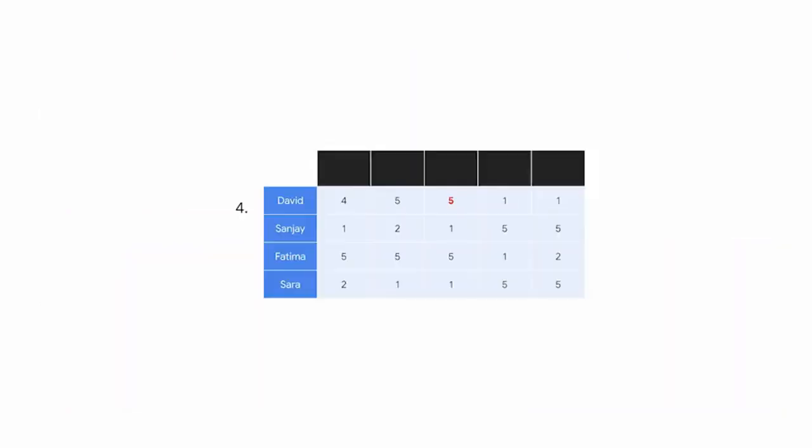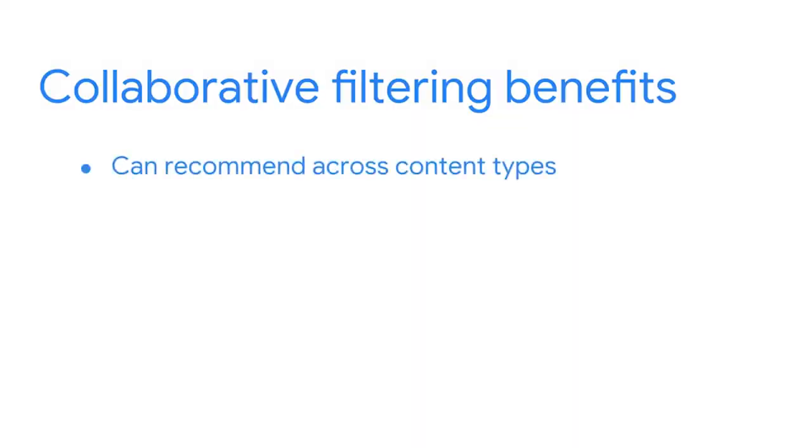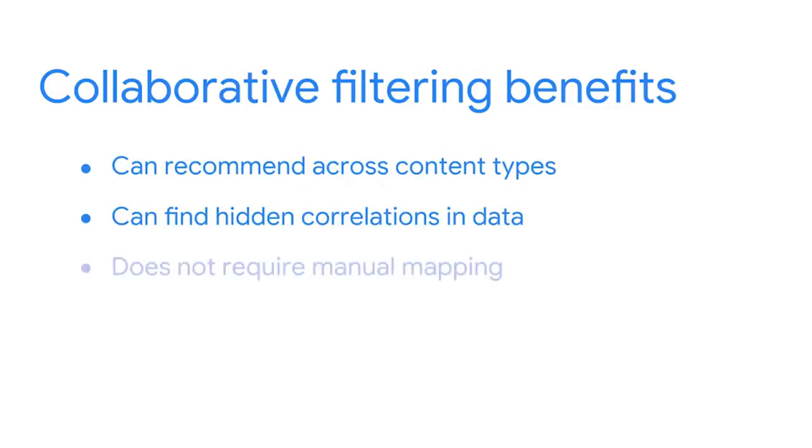Collaborative filtering works regardless of what the items are. The flavors don't matter. It doesn't even matter that it's ice cream. It could be cars, or restaurants, or hair products. All that matters is that David and Fatima have similar tastes. The ability to recommend across content types is one of the main advantages of collaborative filtering. Other benefits are that it finds hidden correlations in the data, and it doesn't require tedious manual mapping.